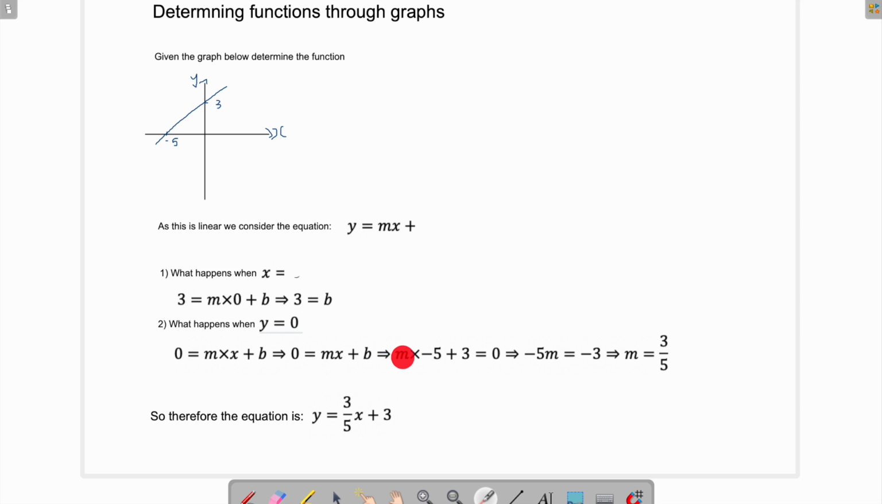So therefore, 0 equals m times -5 plus 3, and we got that 3 from the b from the line above. So we know -5m equals -3, taking that 3 to the other side, and therefore m equals 3 on 5. And therefore our equation we get is y equals 3 on 5 x plus 3, and that is our final equation.